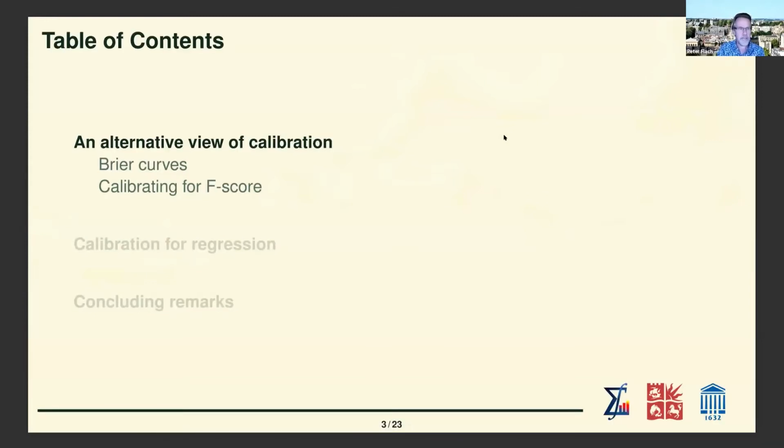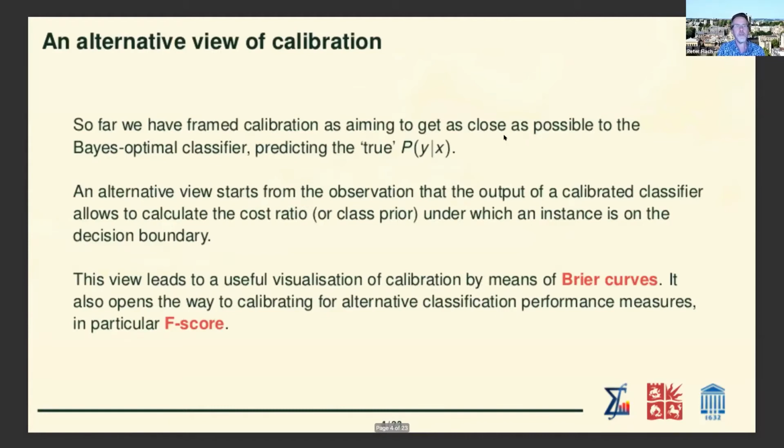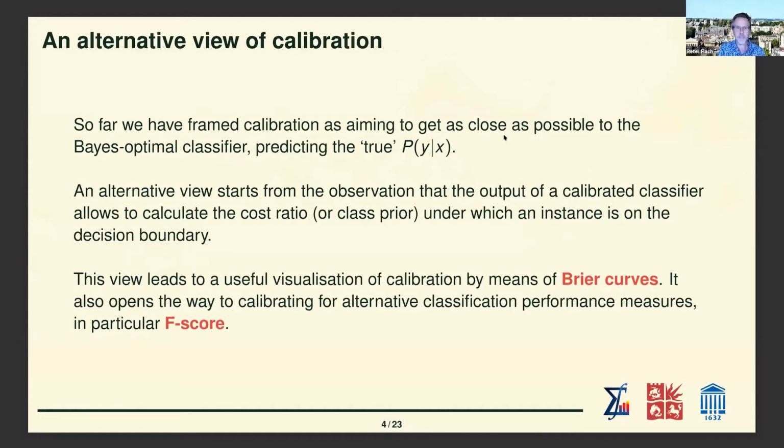Okay, an alternative view of calibration. So far we really talk about calibration as aiming to get as close as possible to the Bayes optimal classifier. But that's not the only possible view of calibration, and it is, in a sense, limiting us to viewing calibration as somehow closely related to predictive accuracy. And so I will describe an alternative view of calibration which allows us to take into account different performance metrics, and I will illustrate this with F-score.